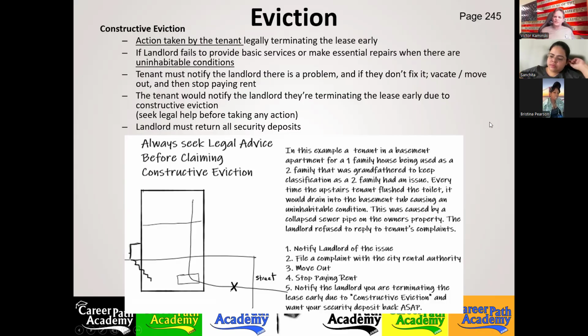A couple months later, she gives me a call, and she said, "Victor, what do I do? Usually the landlord is great at responding to me, but he doesn't like taking phone calls, only text messages or emails. But he's ignoring me now, and I can't live like this." I said, "Well, what's the problem?" "Every time the tenants upstairs flush the toilet, it comes out in my tub."